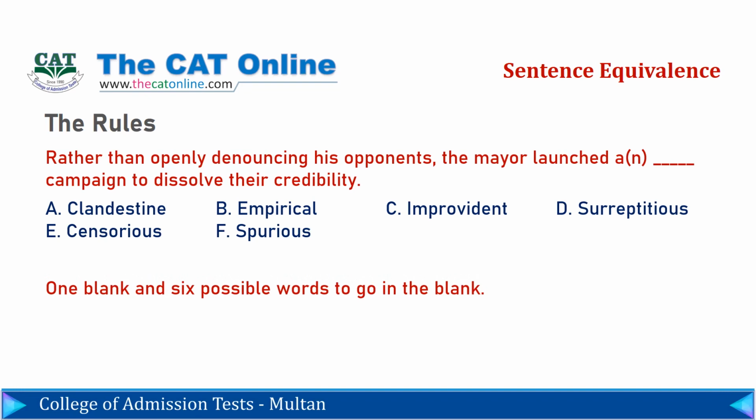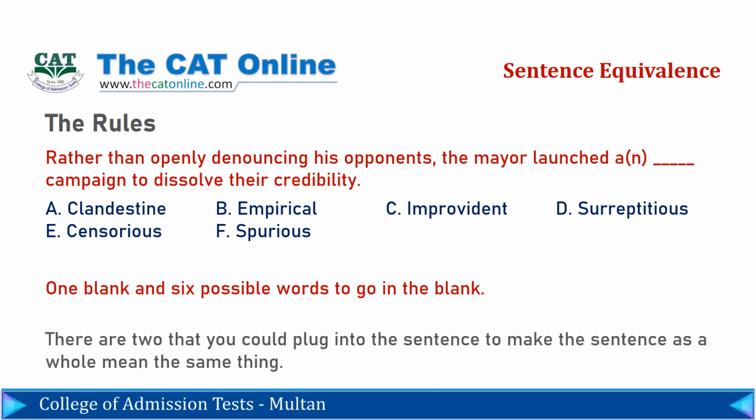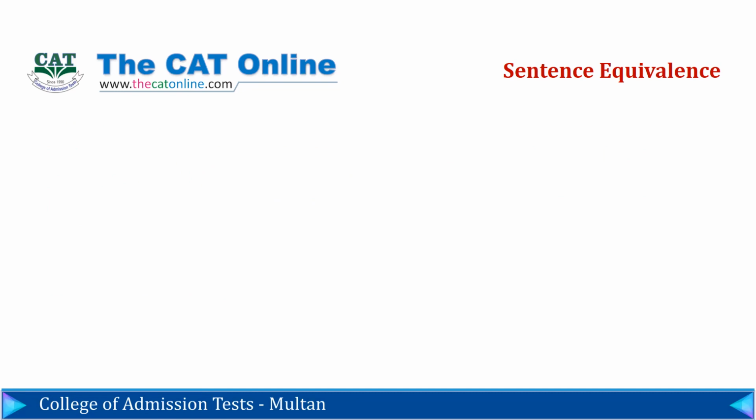Of those 6 answer choices, there are 2 that you could plug into the sentence to make the sentence as a whole mean the same thing. Those 2 are the correct answers, and your job is to identify both of them. You don't get any partial credit, you have to correctly identify both of the words. Now let's walk through this question to see how you can approach that format strategically.